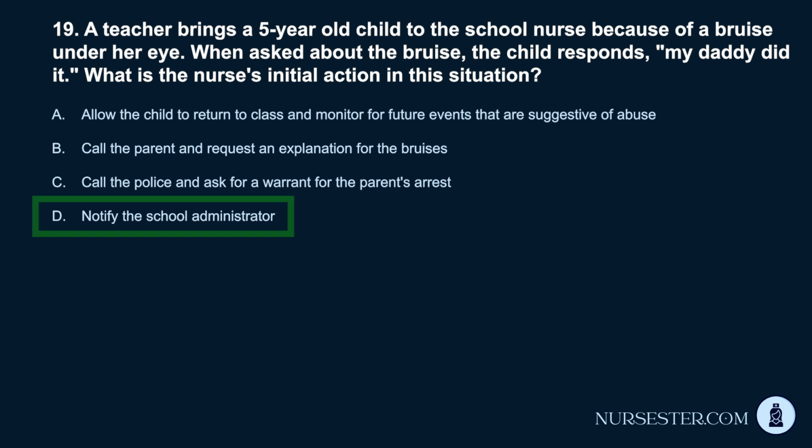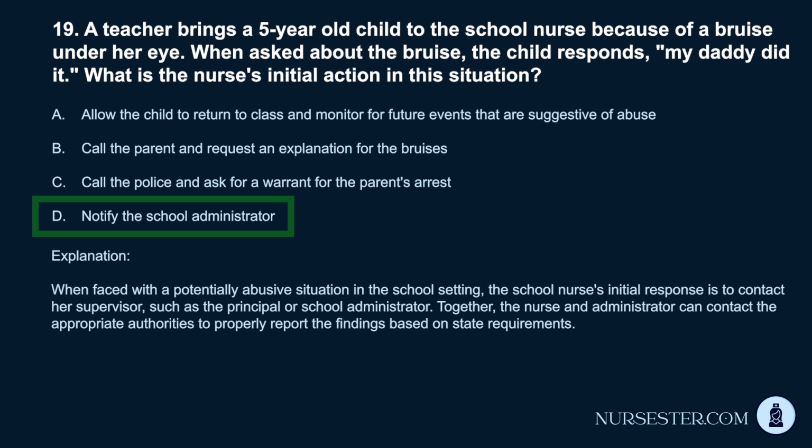Correct answer, D. Notify the school administrator. When faced with a potentially abusive situation in the school setting, the school nurse's initial response is to contact her supervisor, such as the principal or school administrator. Together, the nurse and administrator can contact the appropriate authorities to properly report the findings based on state requirements.